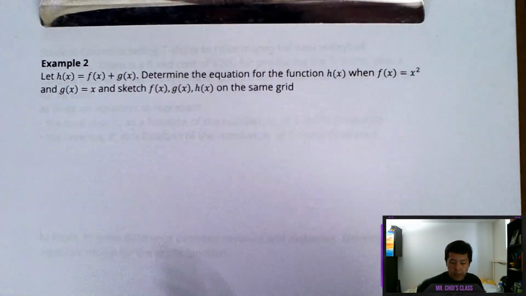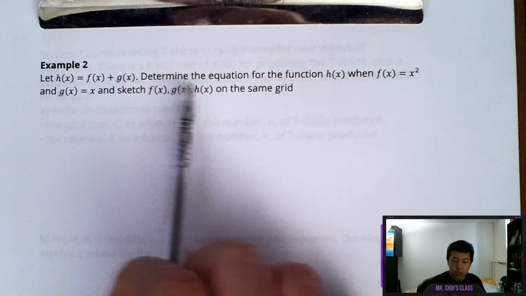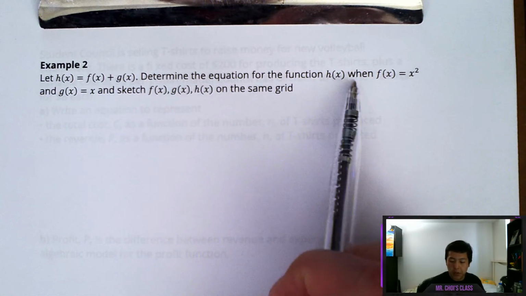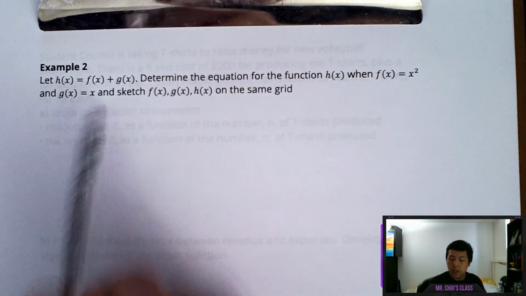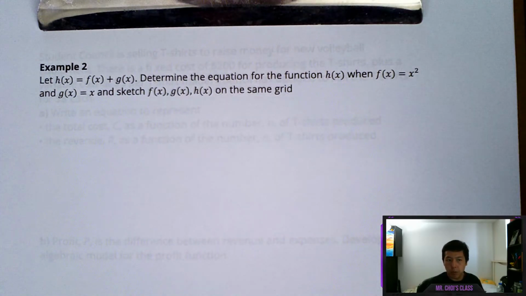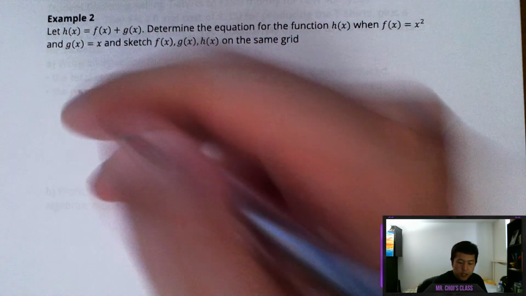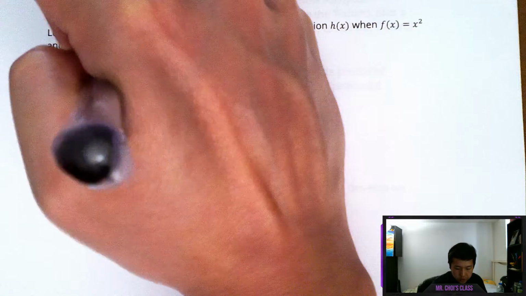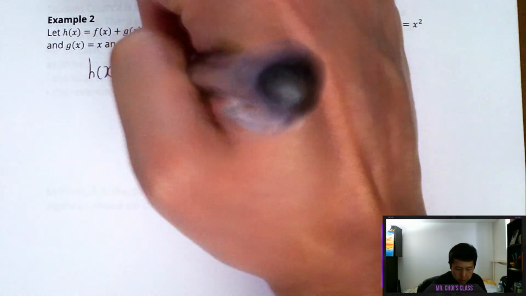We have example 2 here. It says let h of x be equal to f of x plus g of x, and it says determine the equation for the function h of x when f of x is equal to x squared and g of x is equal to x. And then we're going to sketch each function on the same grid. Okay, so simple enough. Let's first figure out h of x, which is equal to f of x plus g of x.